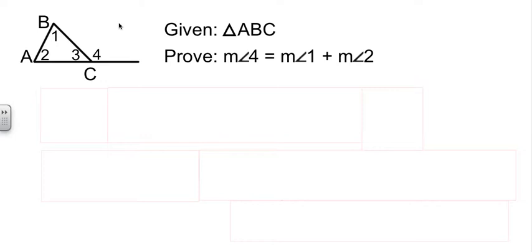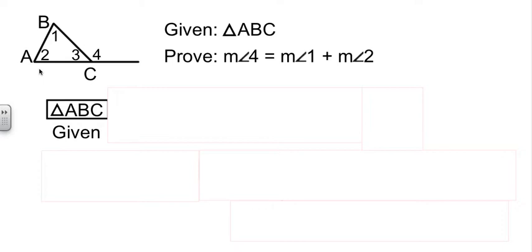So we're going to prove theorem 4.2, the exterior angle theorem. So what we're given is we have a triangle ABC. And our job is to prove that angle 4 is equal to the sum of angle 1 plus angle 2. And we can't use 4.2 to prove that. You can't use the theorem itself to prove itself. So we'll start with what we know is given. We know that we have a triangle ABC. That's the given information.